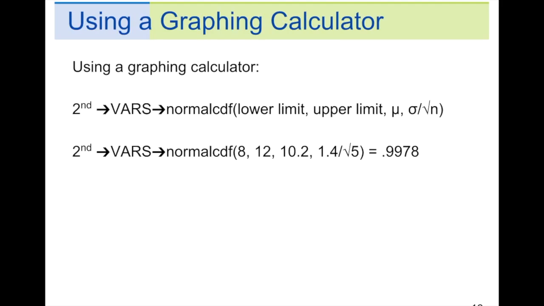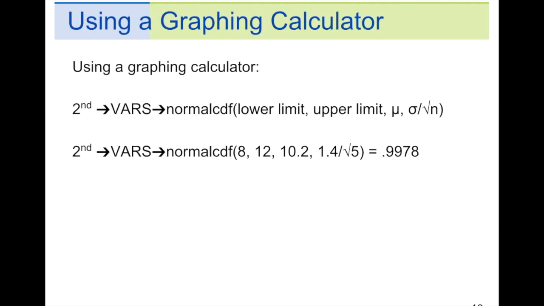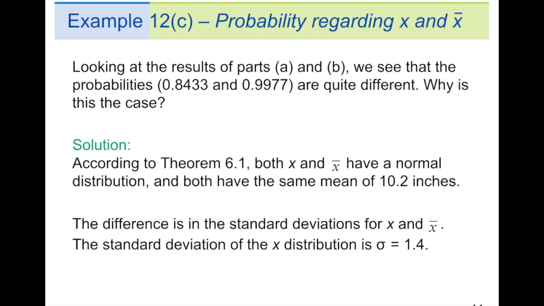Using a graphing calculator, again you do second vars, normal CDF, lower limit which is 8, upper limit which is 12, mu which is 10.2, and sigma divided by the square root of n, which is 1.4 divided by the square root of 5. Make sure to put that in there just like it is. And that gives us 0.9978, which is just a little off from 0.9977, just 0.0001 difference.